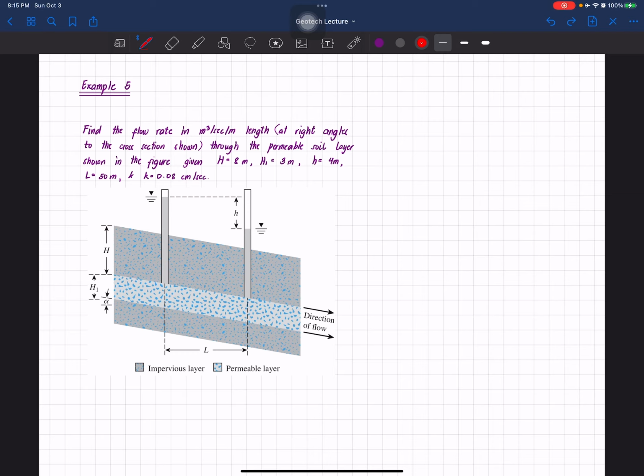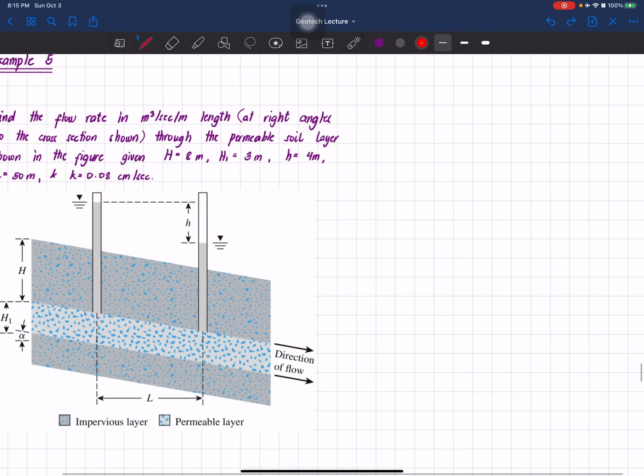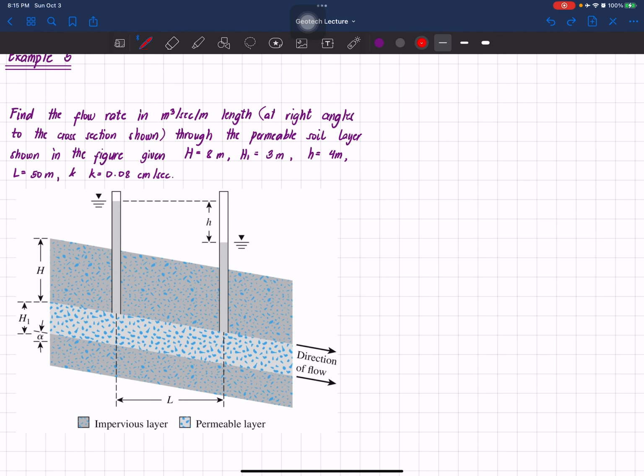Given H equals 8 meters, h1 is 3 meters, and then we have small h, or the head loss, equals 4 meters, and L equals 50 meters. So, the horizontal distance between the two piezometers is 50 meters, and yung hydraulic conductivity natin is 0.08. Okay. So, gawin natin ulit. Sulat natin yung formula, yung solution natin.